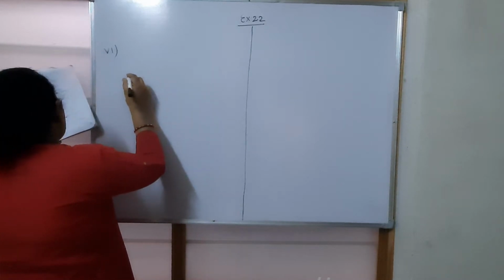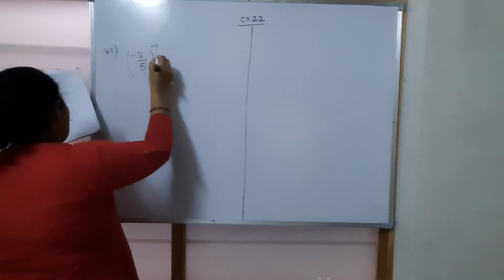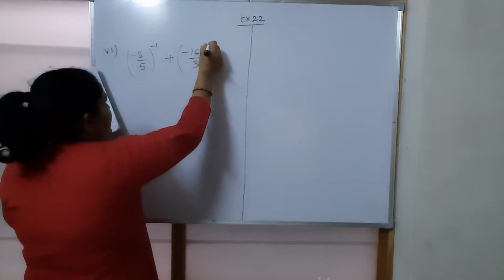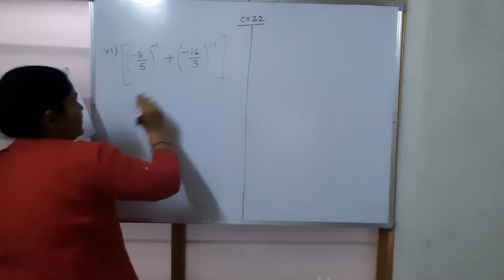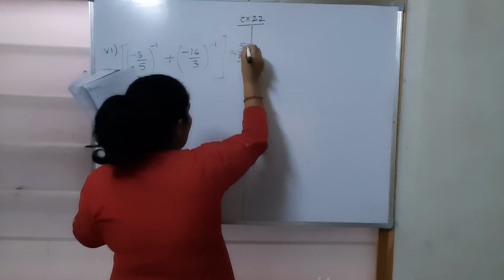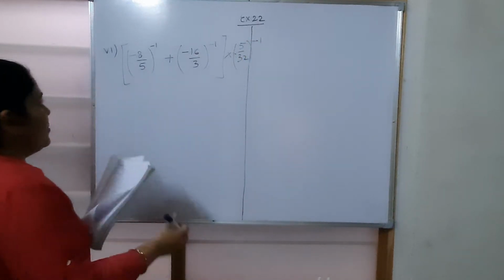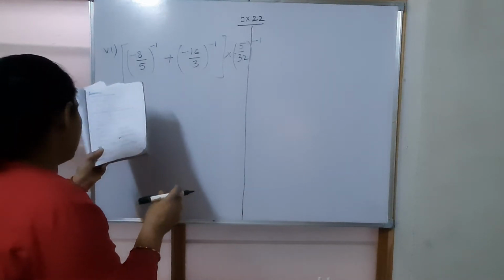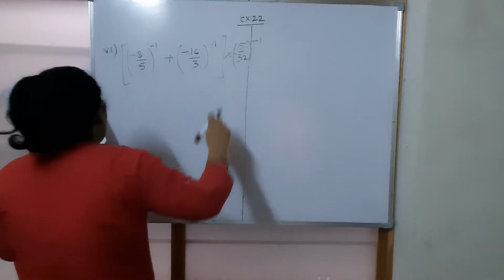Question number 4 part 6. Okay. So it was minus 8 upon 5 whole raised to the power minus 1 plus minus 16 upon 3 whole raised to the power minus 1. This is bracket closed. And then we have 5 upon 32 whole raised to the power minus 1. Minus 8 upon 5 whole raised to the power minus 1, minus 16 upon 3 whole raised to the power minus 1, into 5 upon 32 whole raised to the power minus 1.